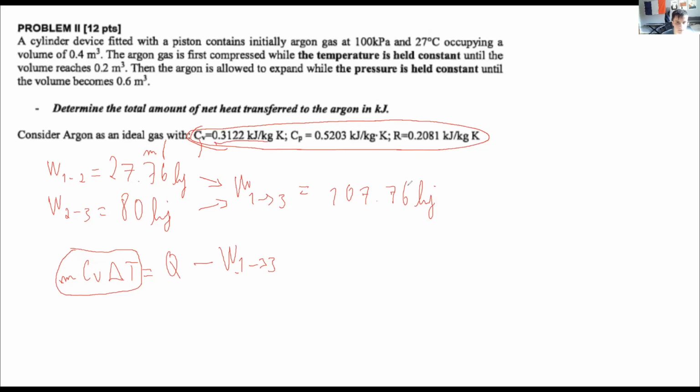The mass, is it given to us? The mass is not given to us. Delta T is also not given to us. We don't know the temperature in the third state. So we're going to have to find those two values.